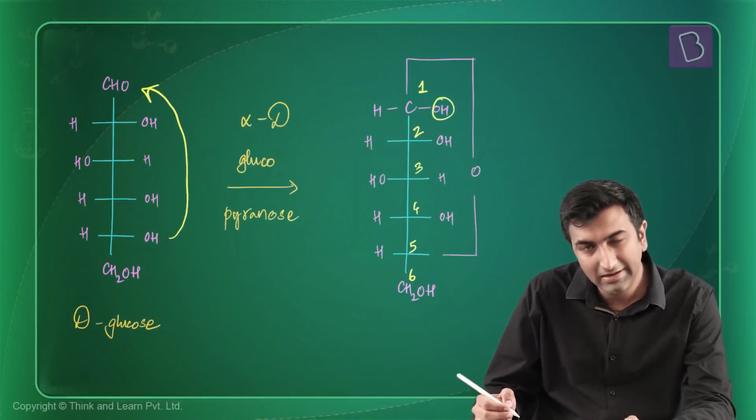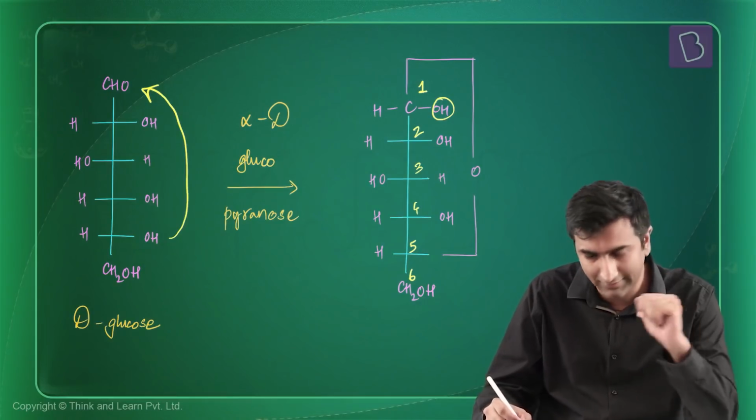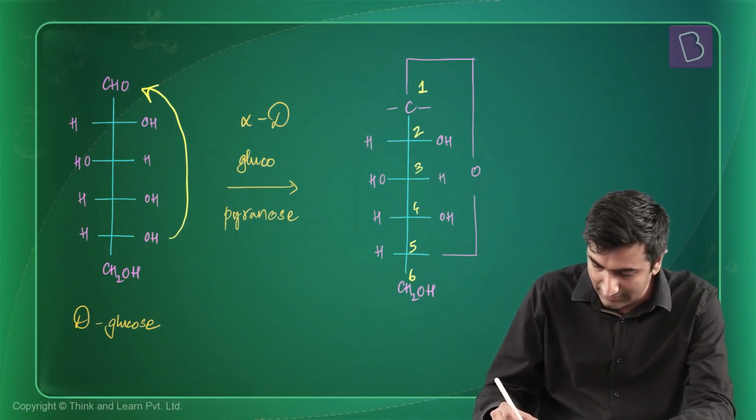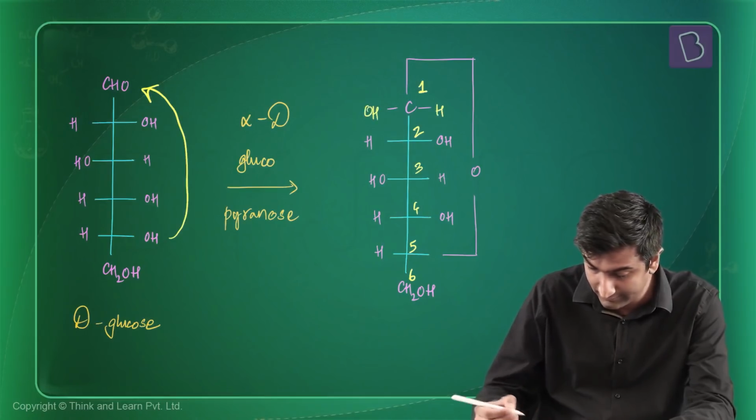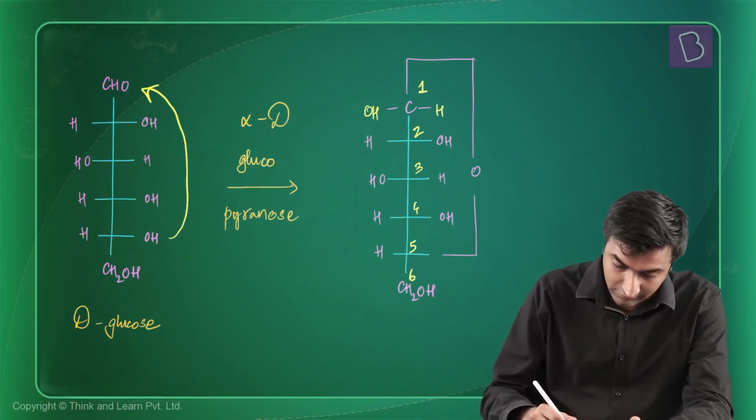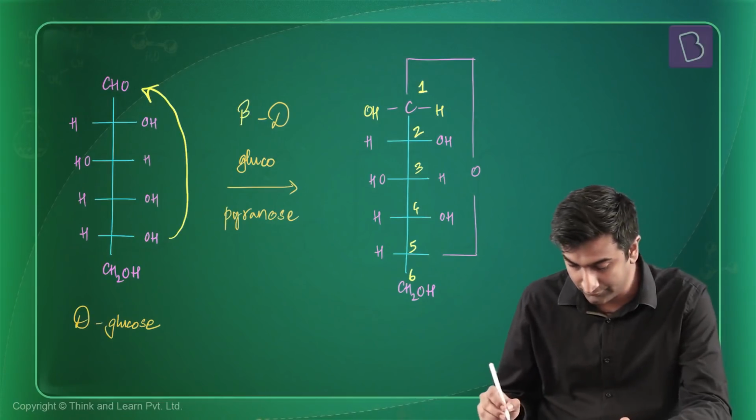But I don't need alpha, do I? I need beta. First I'm going to convert this to beta, and then we'll figure out the L idea. So let me quickly erase this and replace that here. So OH is on the left hand side, H is here. And that's it. So this now becomes beta-D-glucopyranose.